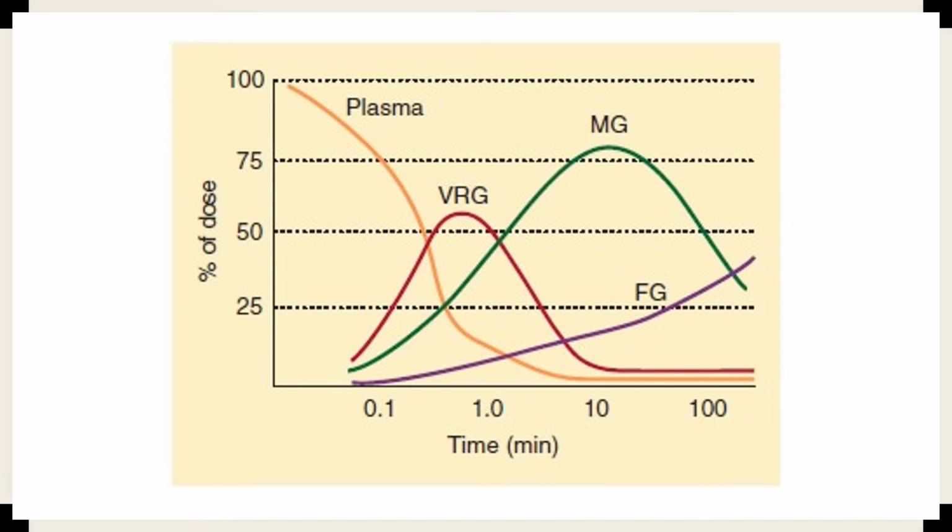It shows the distribution of Thiopental from plasma to the vessel-rich group, or the VRG, as represented here. Again, the VRG represents the brain, the viscera, the heart, liver, kidney, and the endocrine glands. Now to the muscle group, and we also have here the fat group. The y-axis represents the percent of the dose of the drug, Thiopental, and the x-axis represents the time after the administration in minutes.